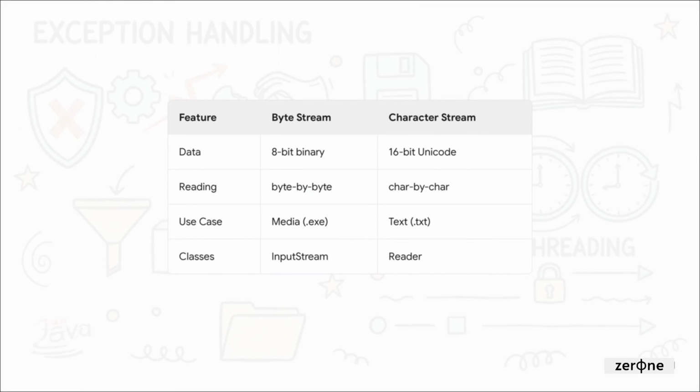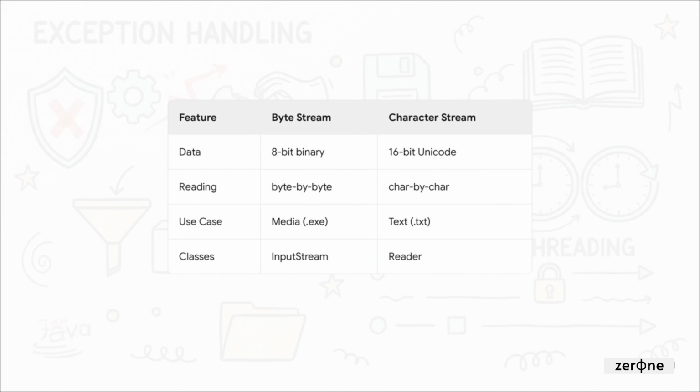Let's do a quick side-by-side comparison, because the naming conventions here give you a huge hint. Byte streams handle that 8-bit raw binary, best for media. Their abstract superclasses are InputStream and OutputStream, with concrete implementations like FileInputStream and FileOutputStream. See the pattern? On the flip side, character streams process 16-bit Unicode for text documents. Their base abstract classes are Reader and Writer, with implementations like FileReader and FileWriter.